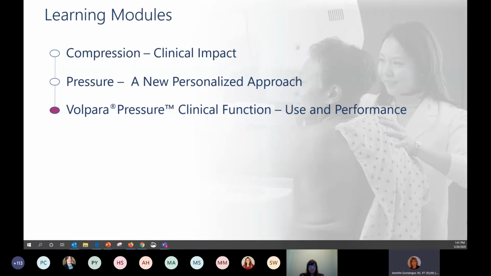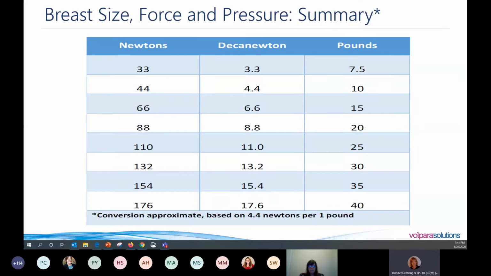So now let's talk about how you can look at this information with the Volpara Pressure software. What is the use and what is the performance? First off, we at Volpara have this form that shows you newtons, decanewtons, and pounds. This is going to be very beneficial to any of you that operate on a machine that measures in pounds. So if you don't have access to this chart already, please reach out to your clinical trainer or reach out to Success Group at volparasolutions.com, and we will make sure you get a copy of this conversion chart.